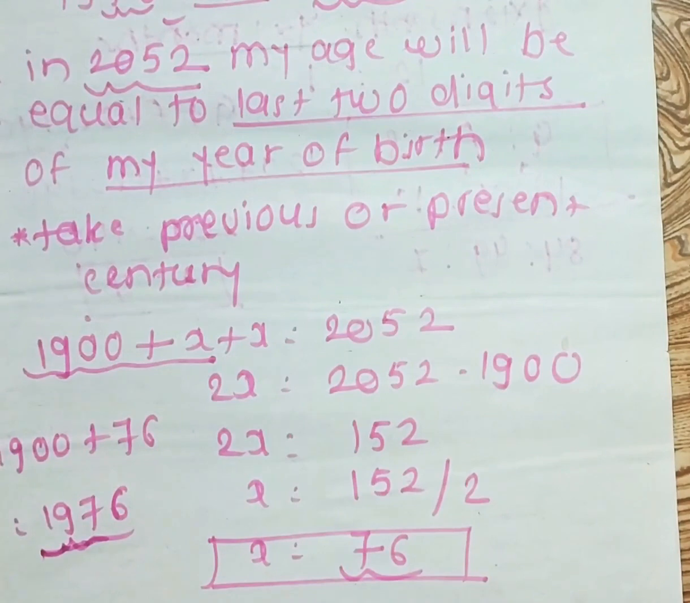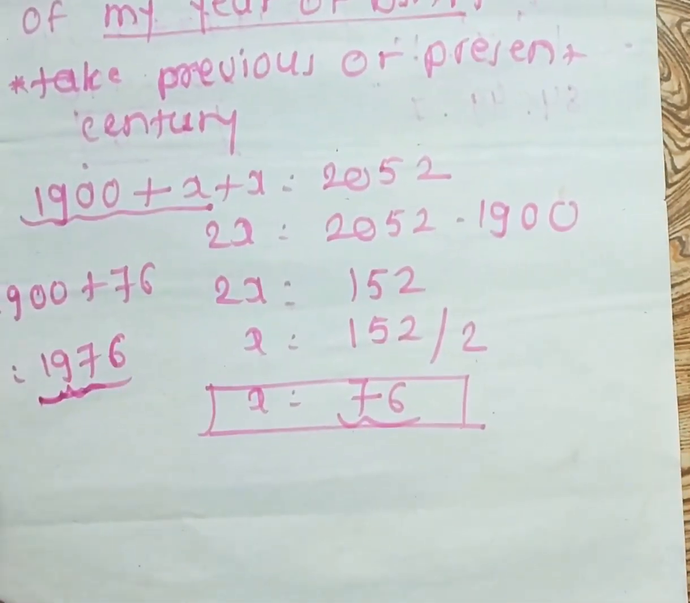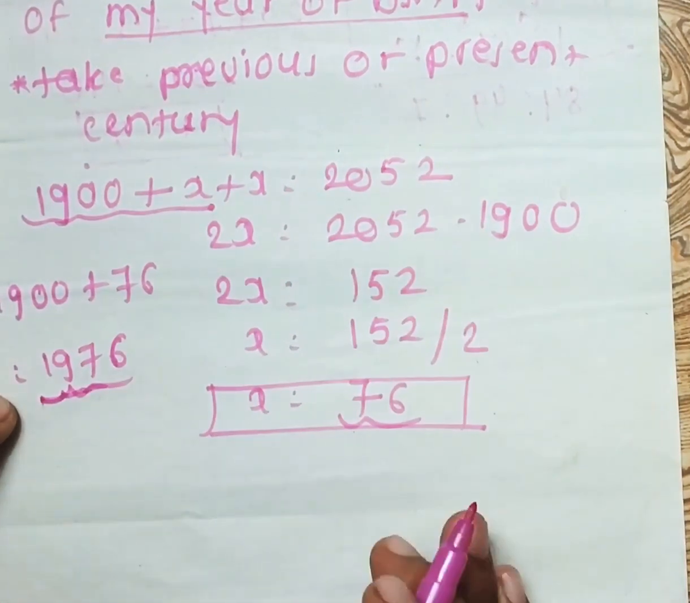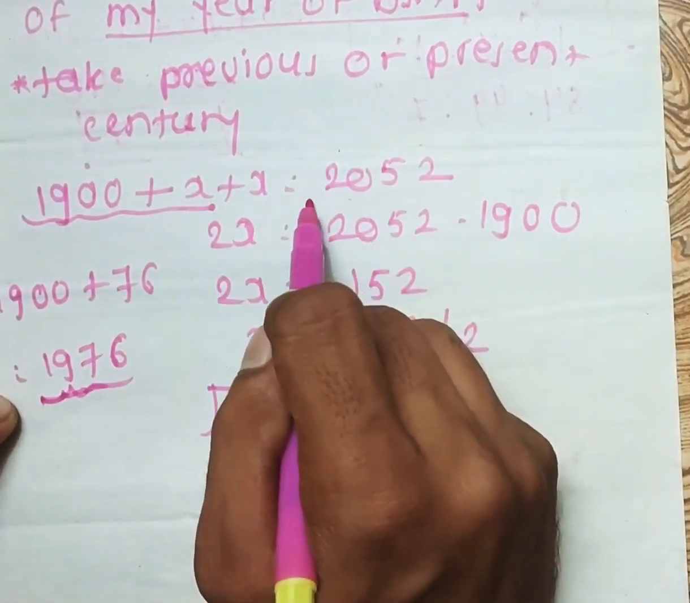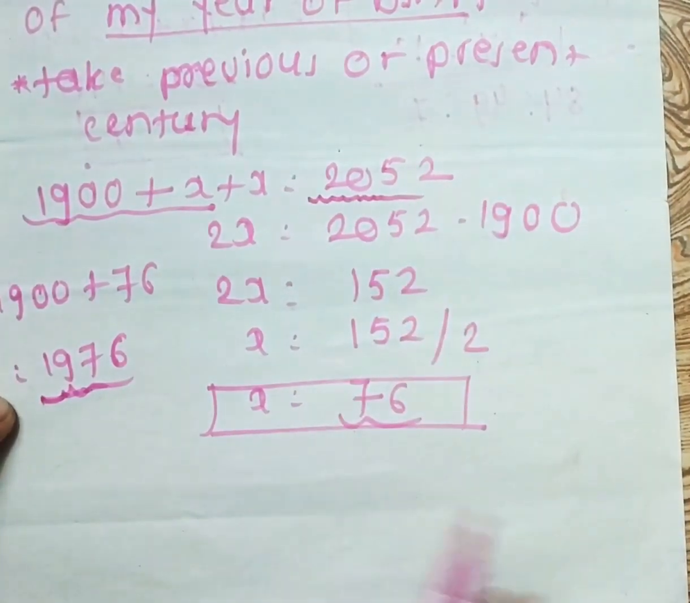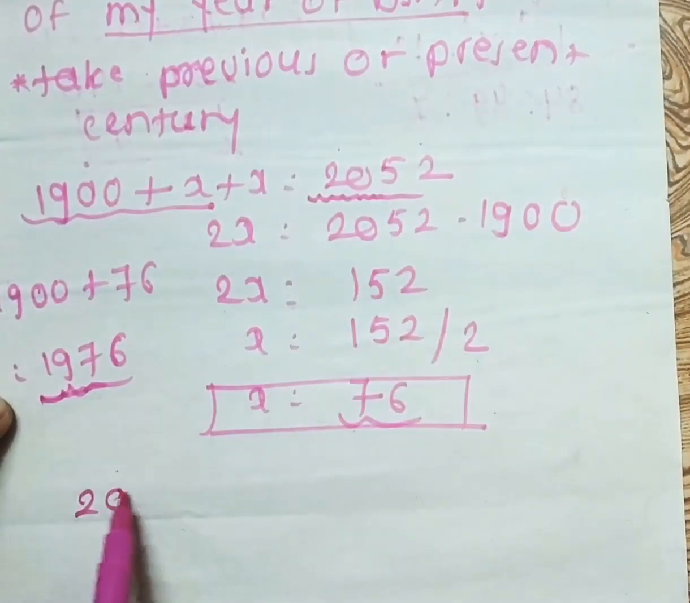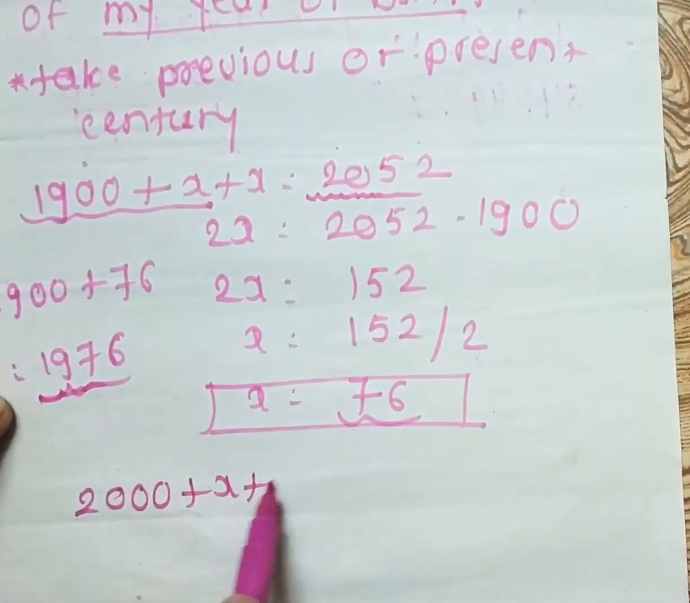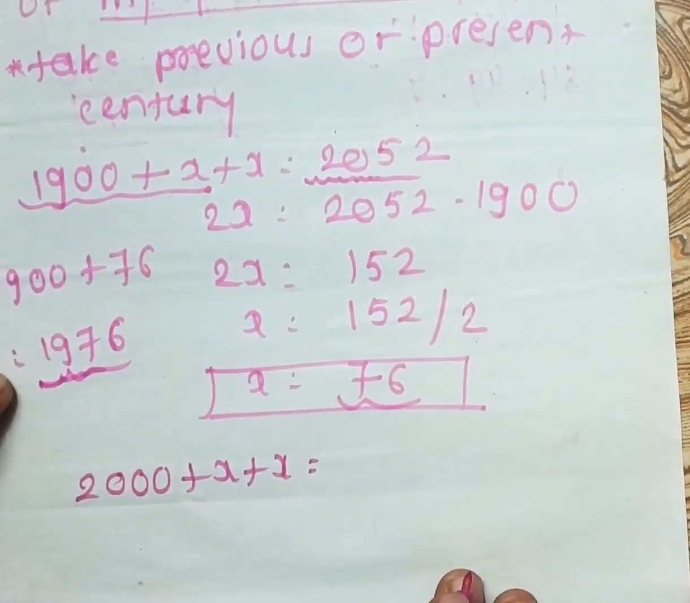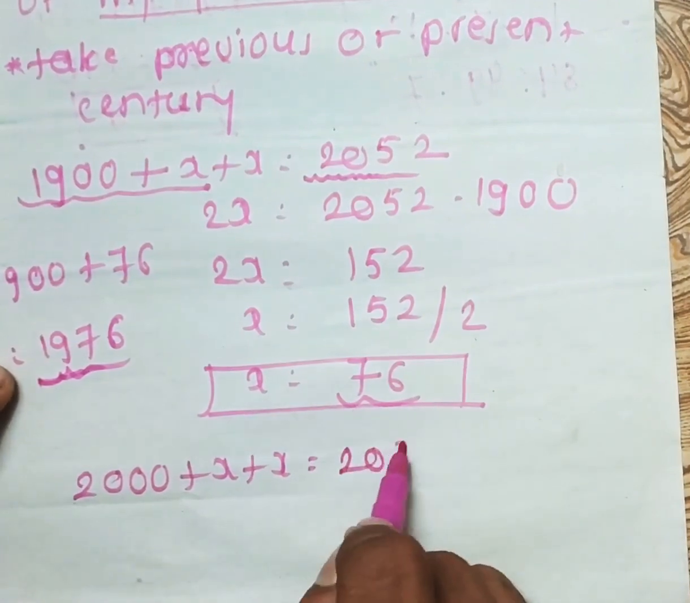We just have to take the previous or the present century in such a kind of question. Now let's see what will happen if I take the present century in this example. In 2052 my age will be equal to the last 2 digits of my year of birth. If I take the present century, the 21st century, it is 2000 plus x. The same formula we applied in the previous example is equal to 2052.